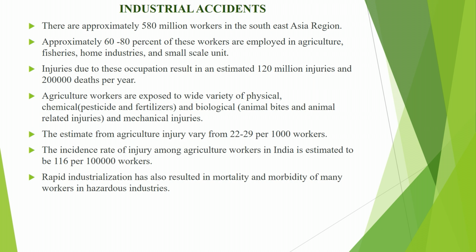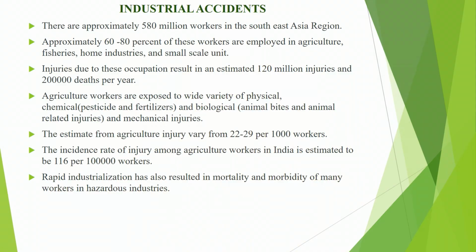Next we discuss the industrial accident. There are approximately 580 million workers in the Southeast Asia region. Approximately 60 to 80% of these workers are employed in agriculture, fisheries, home industries and small-scale units. Injuries due to these occupations result in an estimated 120 million injuries and 2 lakh deaths per year.